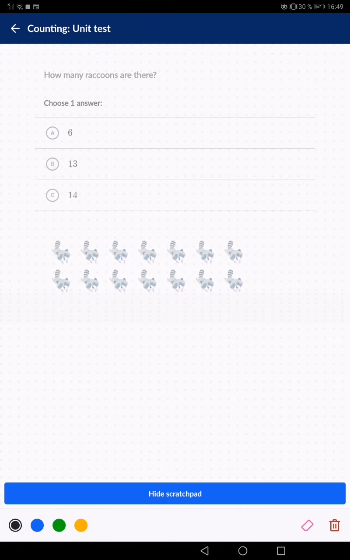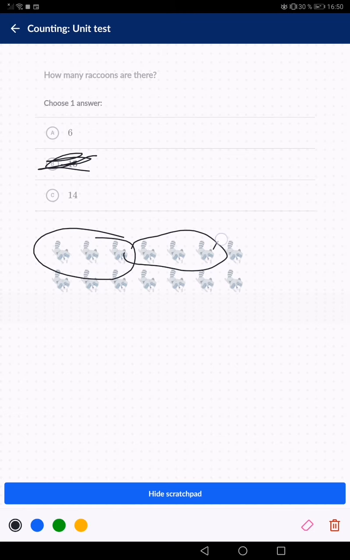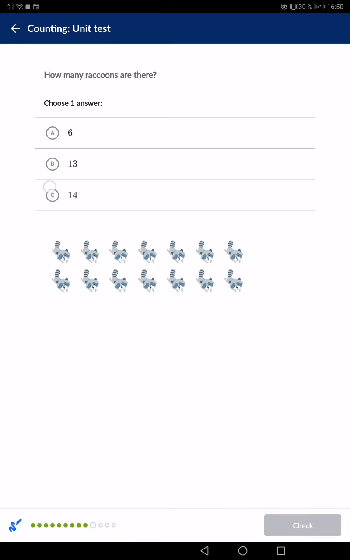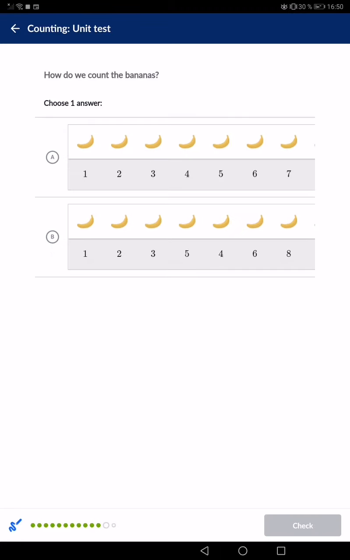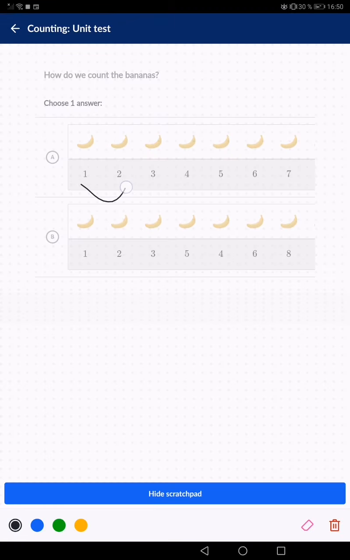How many raccoons are there? Well, it can't be 13, because that's an equal split. So, now let's see, we have 3 in here and 3, 1 more 7 in here, and so it must be 14. Alright. Put in the box 2 acorns. How do we count bananas? Let's see. 1, 2, 3, 4, 5, 6, 7.